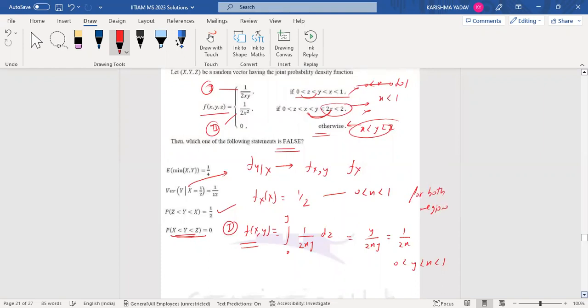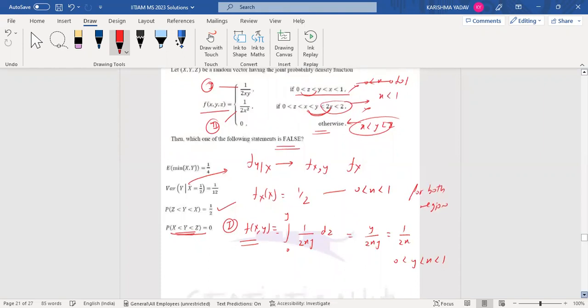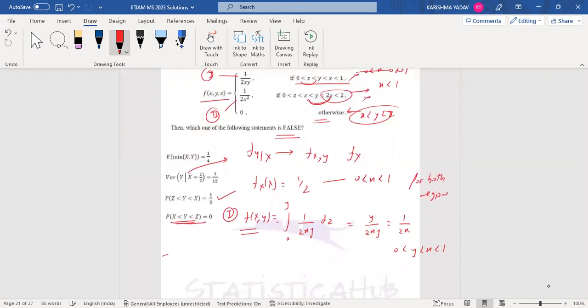As we have put the depending limit for z, the region will be this for f of x comma y. Let's find out f of x comma y for the second region, that is the integral of 1 upon 2x square dz. And what is the limit for z in this region? 0 to x, right? That is x upon 2x square, which equals 1 by 2x. And the limit for this joint distribution of x and y here is 0 less than x less than y less than 2x less than 2, right?